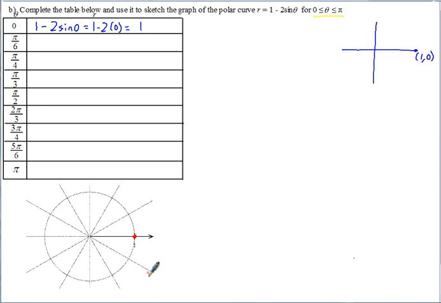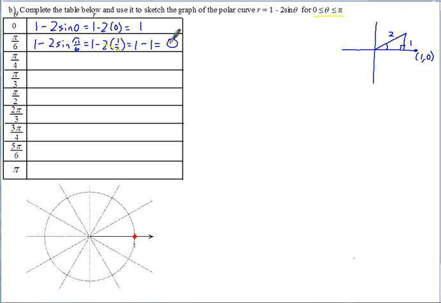Now let's try pi over 6. So it'd be 1 minus 2 times the sine of pi over 6. Pi over 6 is like 30 degrees, it's right here. Sine is the opposite over hypotenuse, so the opposite would be 1, hypotenuse would be 2, so it'd be 1/2. The sine of pi over 6 is 1/2, so 1 minus 2 times 1/2. Well, 2 times 1/2 is just 1, and 1 minus 1 gives you 0.